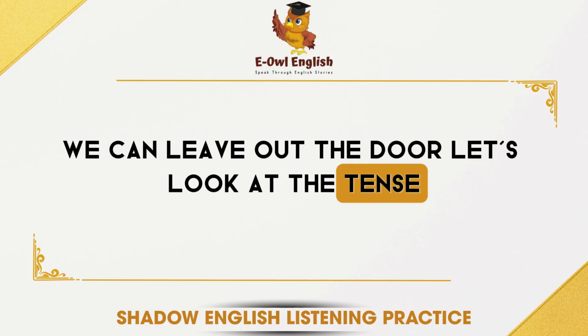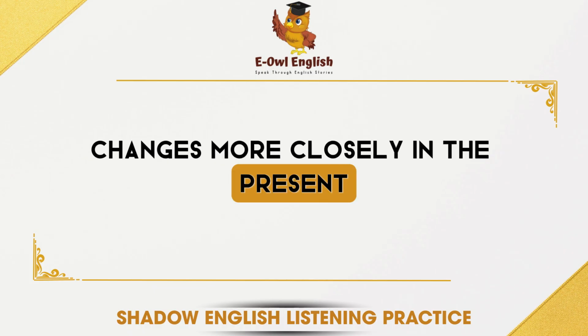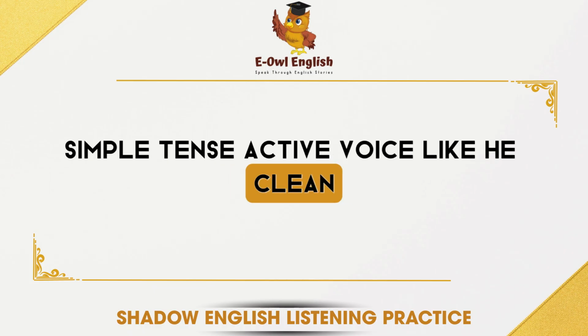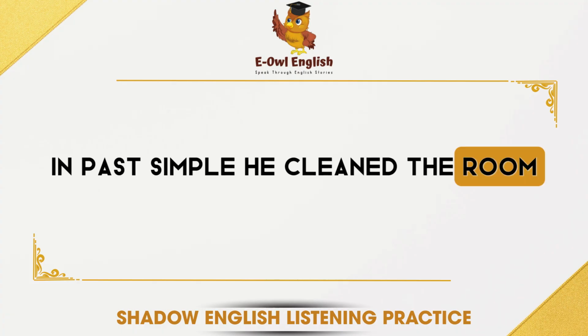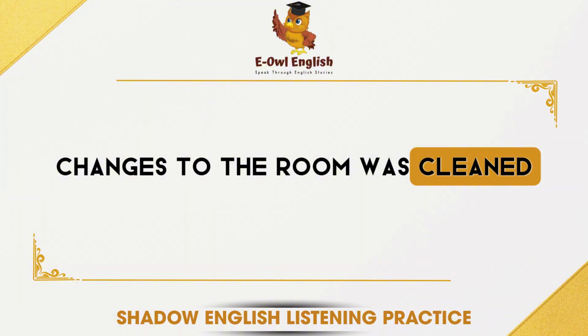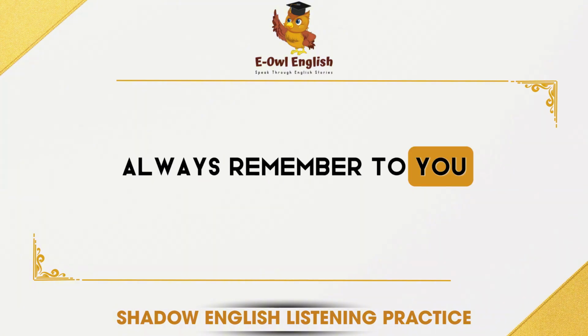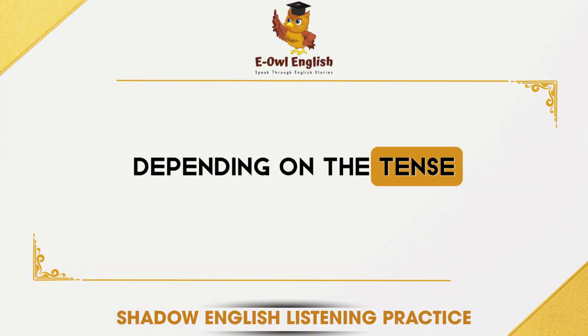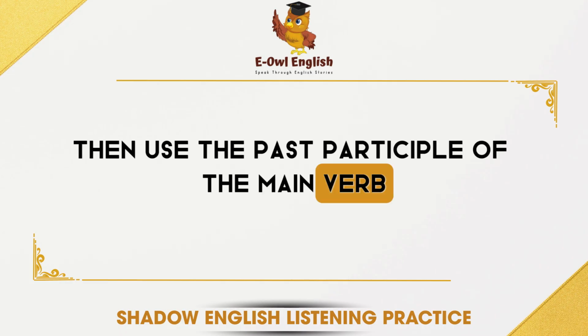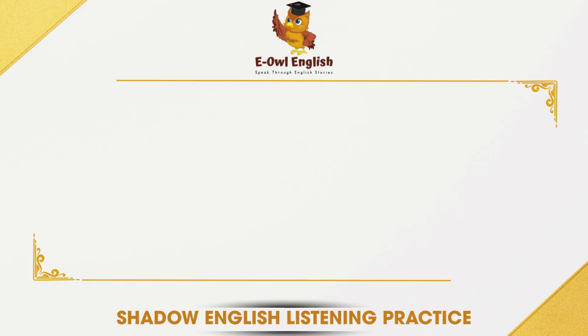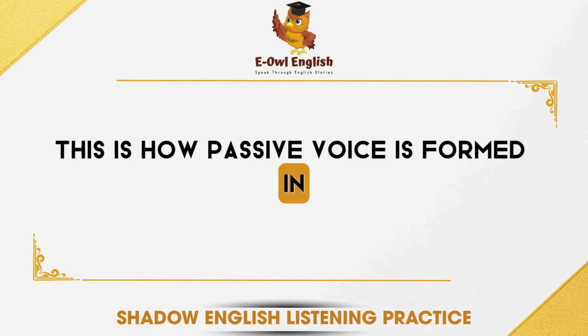Let's look at the tense changes more closely. In the present simple tense, active voice like he cleans the room becomes the room is cleaned. In past simple, he cleaned the room changes to the room was cleaned. Always remember to use the right form of to be depending on the tense. Then use the past participle of the main verb. This is how passive voice is formed.